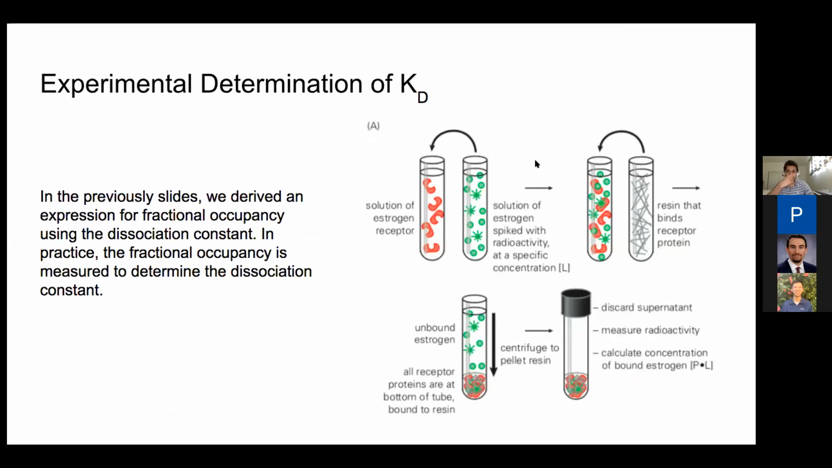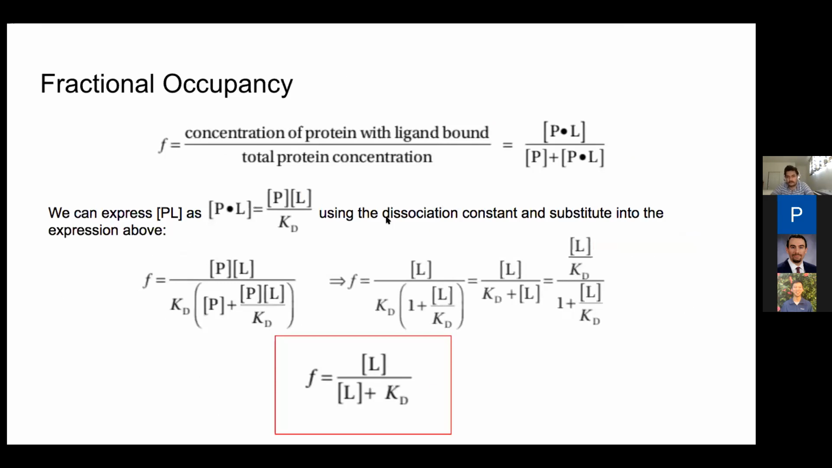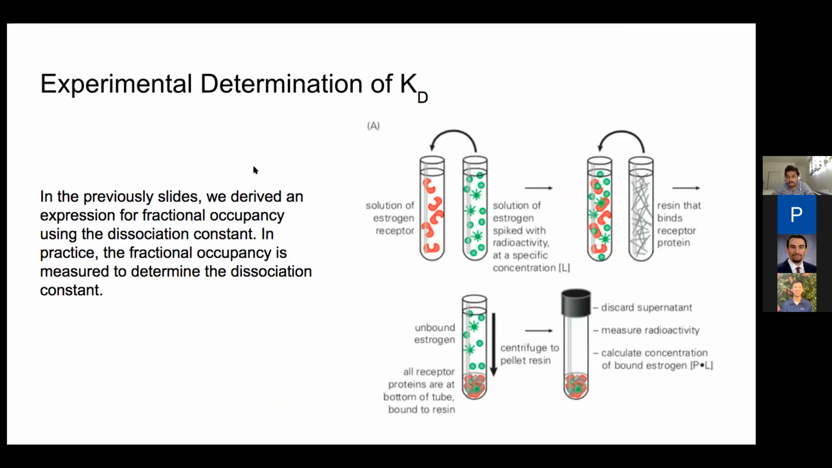So how is it that we determine KD? Before, the way we came about fractional occupancy, we derived it using KD. But in practice, we use fractional occupancy to determine KD, not the other way around. So in order to determine KD, what you need to do is perform a binding assay, right? A binding assay is some experimental procedure whereby you can separate free protein and free ligand from bound protein. If you can do that, you can determine KD.